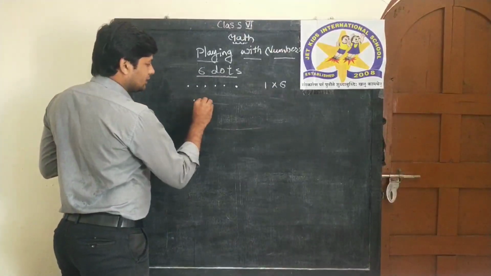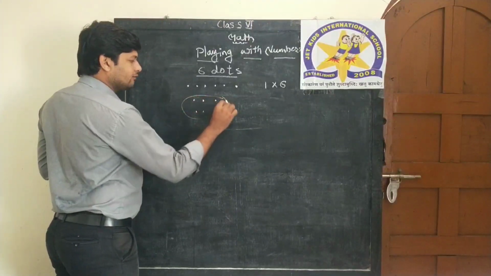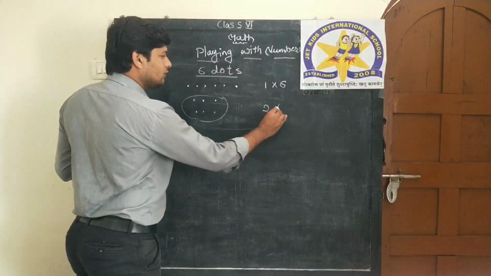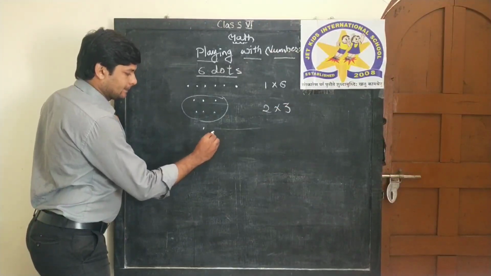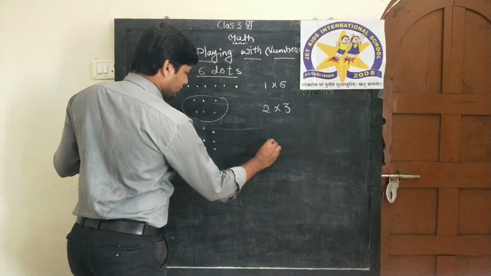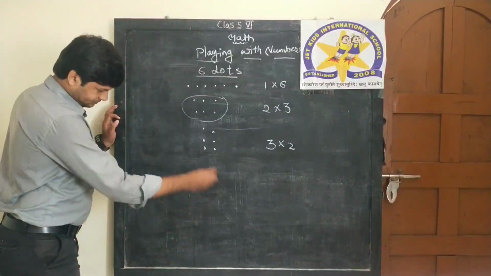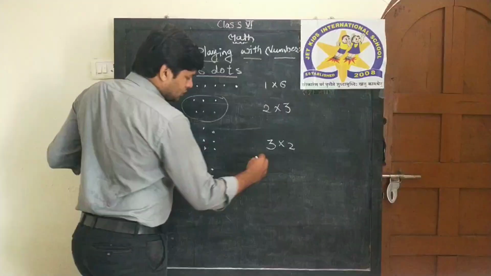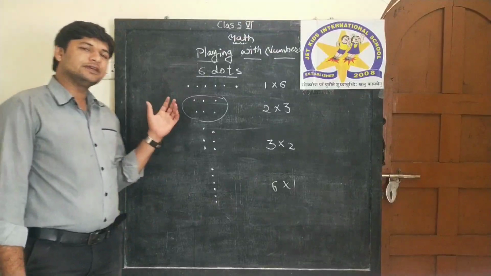Here again, we have 2 rows of 3 dots each. Next, 3 rows of 2 dots each. And next one, 1, 2, 3, 4, 5, 6: 6 rows, 1 dot each. So this is the combination we can make if we have 6 dots.